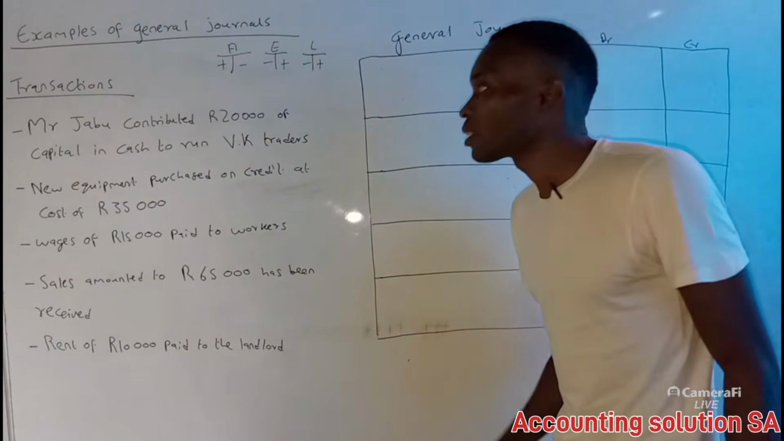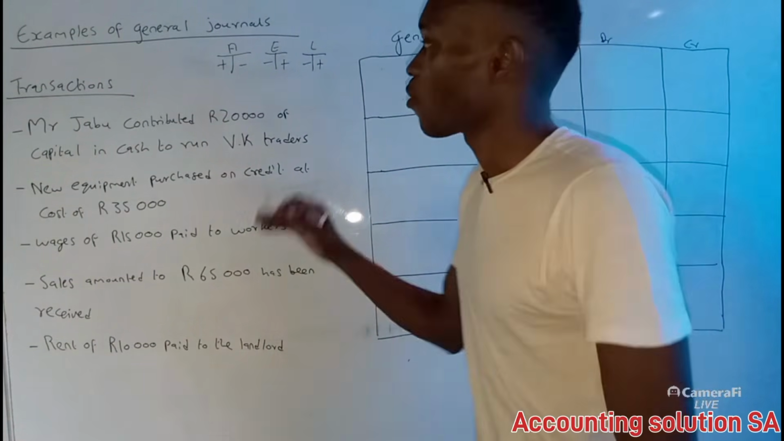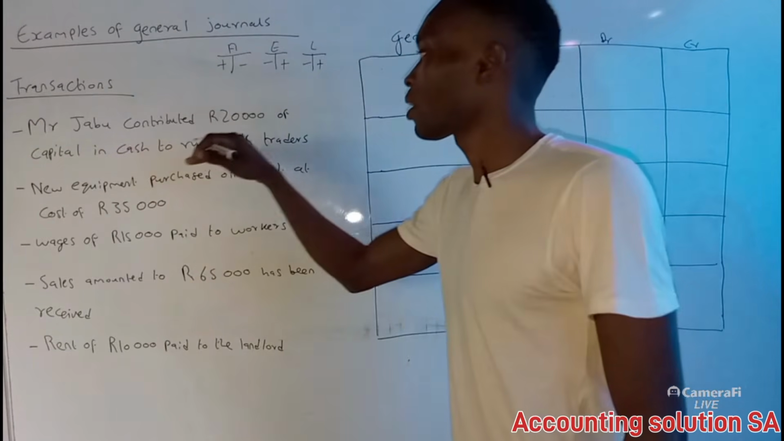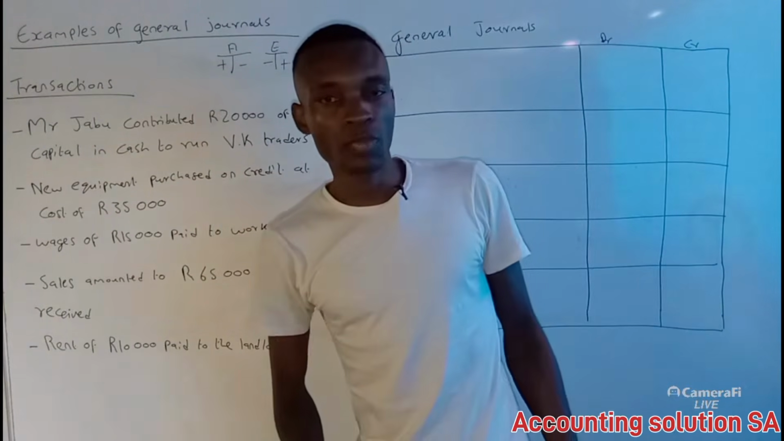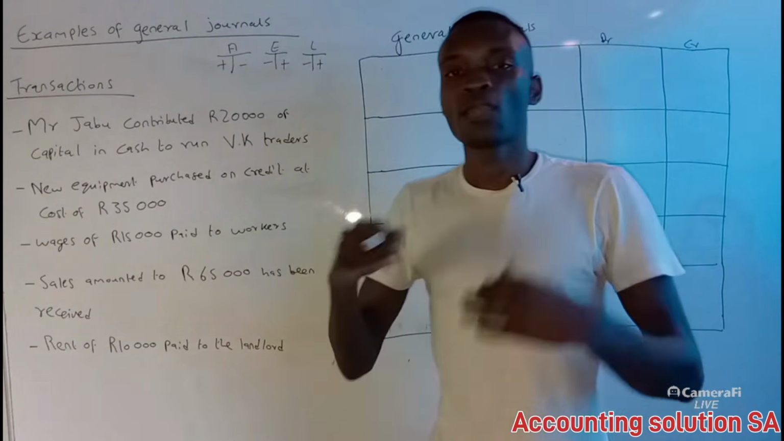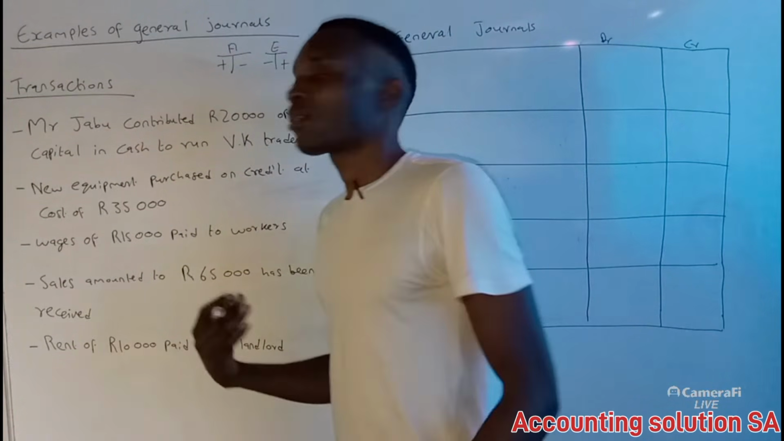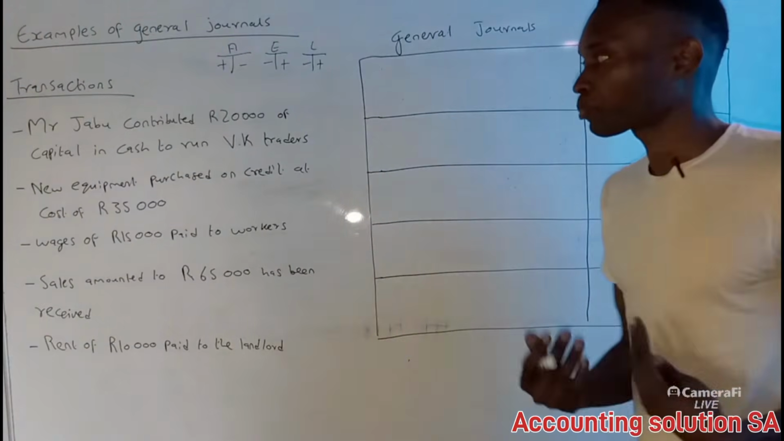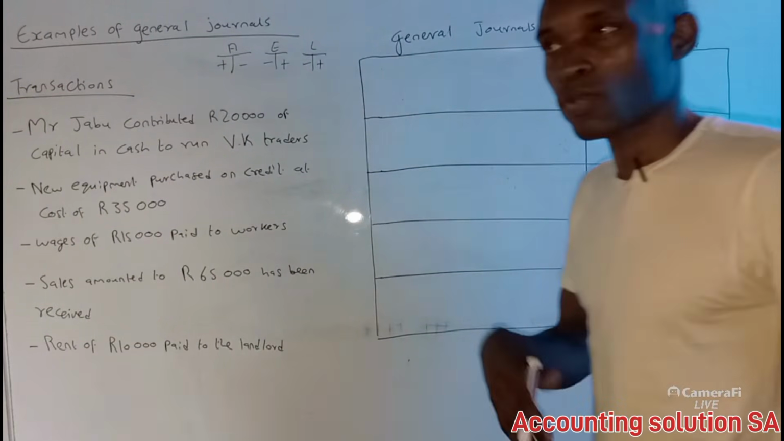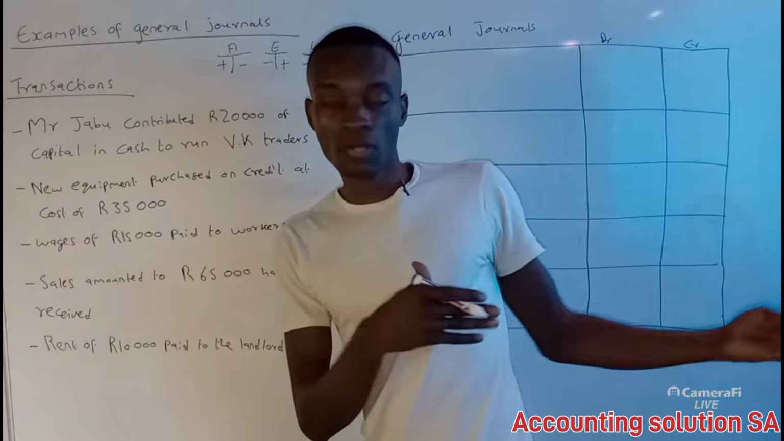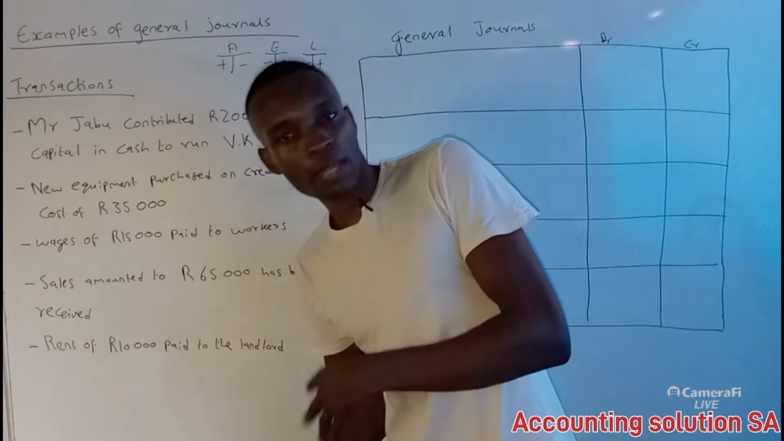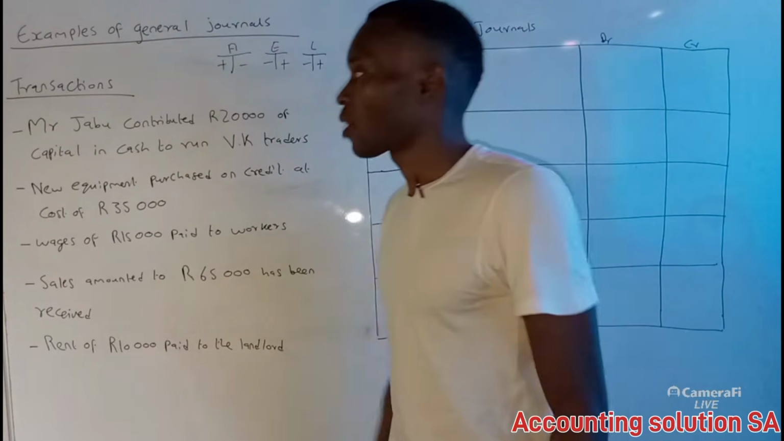Number one, they said Mr. Jam contributed 20,000 of capital in cash to run VK Traders. So in accounting, when you read the transaction, you must make sure that you identify two components at least, so that you will be able to debit and credit, because we can't just debit only. Once you debit, you also have to credit in accounting.